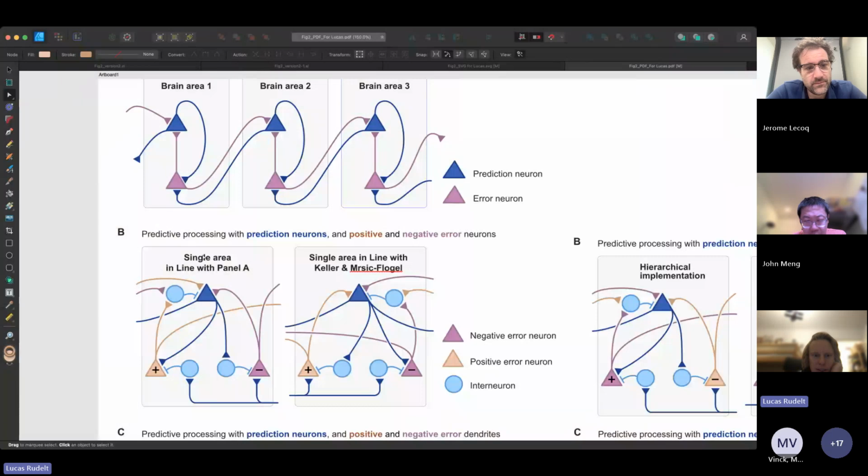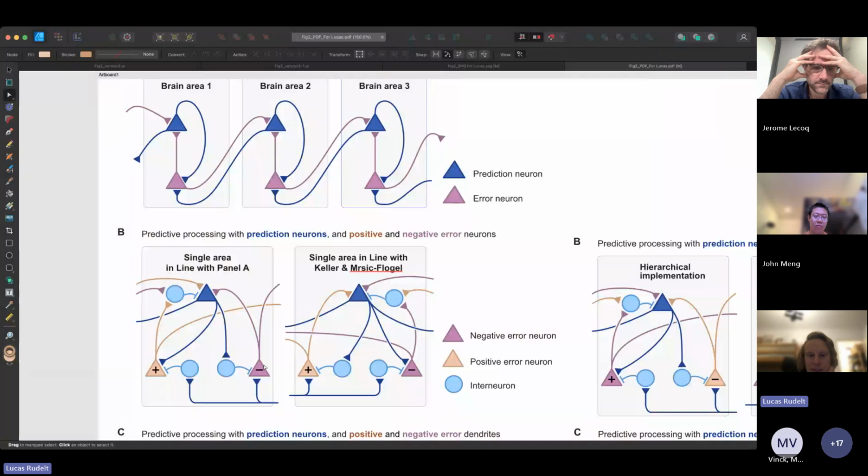So the left-hand side, single area in line with panel A. So this is not the final title, but just for you to understand what it's doing. So it's essentially this, but implemented with positive and negative error neurons. Yeah, I hope everyone can understand what's going on there. So splitting this error neuron in positive and negative.